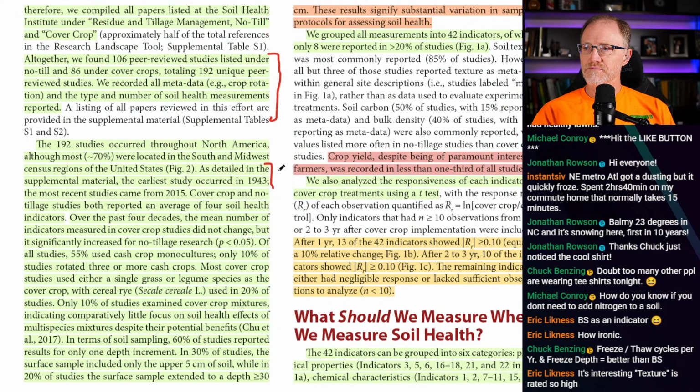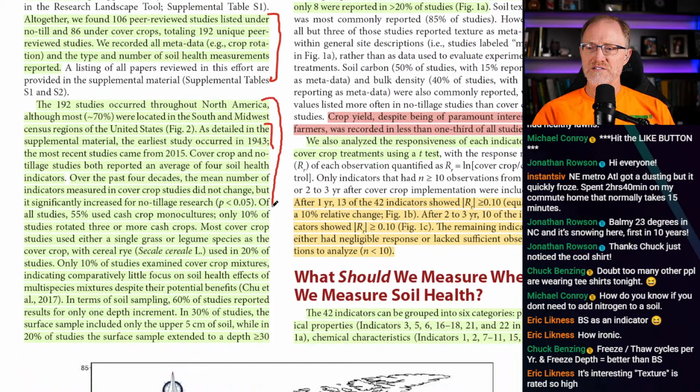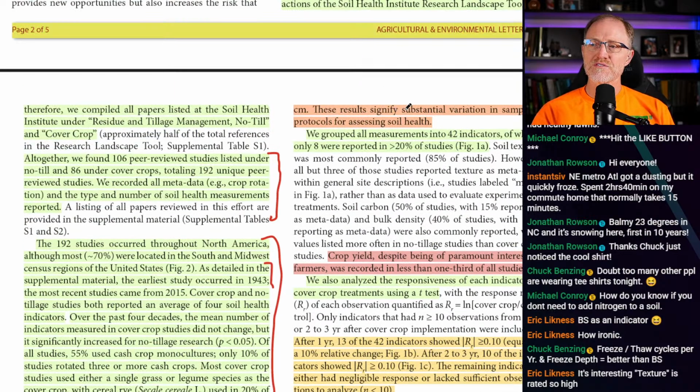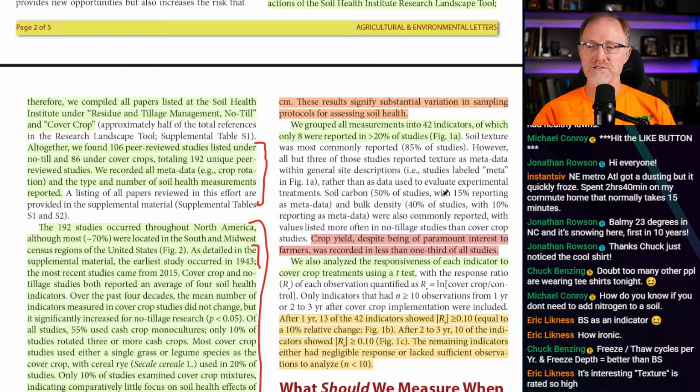We continue. Okay. So basically what this paragraph says here is this summarizes the table that I just showed. And there's a lot of variabilities between what studies are measuring what. And it says these results signify substantial variation in sampling protocols for assessing soil health. No one's doing all the same stuff. There's no agreeable measurements, no agreeable indicators.